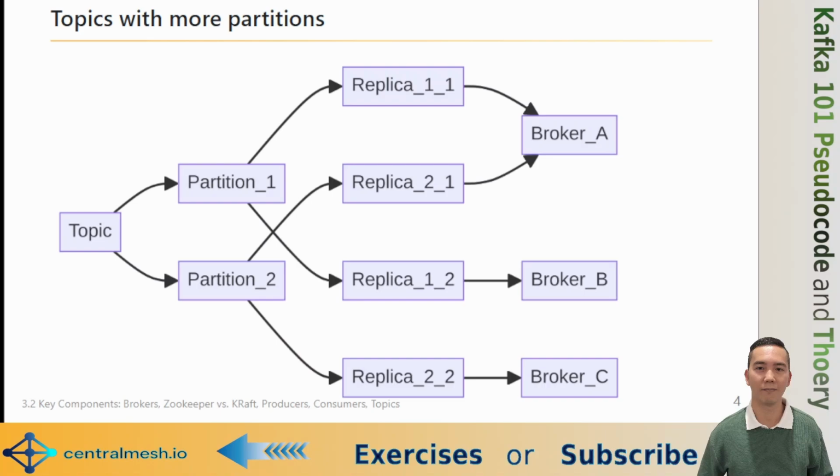In this diagram, we see that partition 1 is replicated across broker A and broker B. Partition 2 is replicated across broker A and broker C. This distribution ensures that even if broker B or broker C fail, the data from partition 1 and partition 2 will still be available from their respective replicas on broker A. This setup increases both fault tolerance and the ability to scale, as more partitions mean better distribution of the data across brokers.